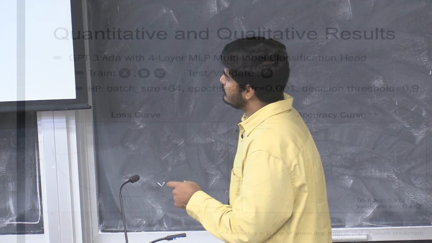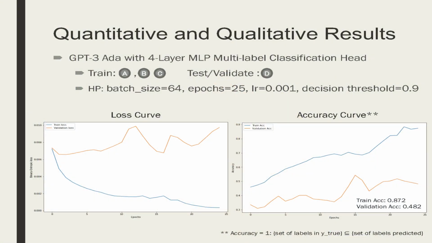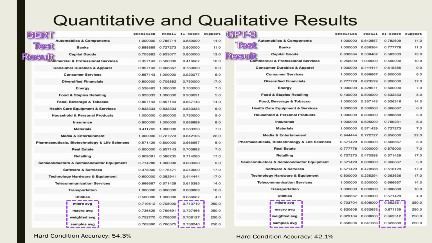Here we can see the results for GPT-3, and it is not better than BERT. We can see the hyperparameters on the top. And here we can see the quantitative comparison between BERT and GPT-3. These results are based on the hard condition: the predicted label should definitely match the true label, nothing more than that. Based on the hard conditions we are also able to get good results and good F1 scores for each individual label, and when you average it out we are also getting a good score.